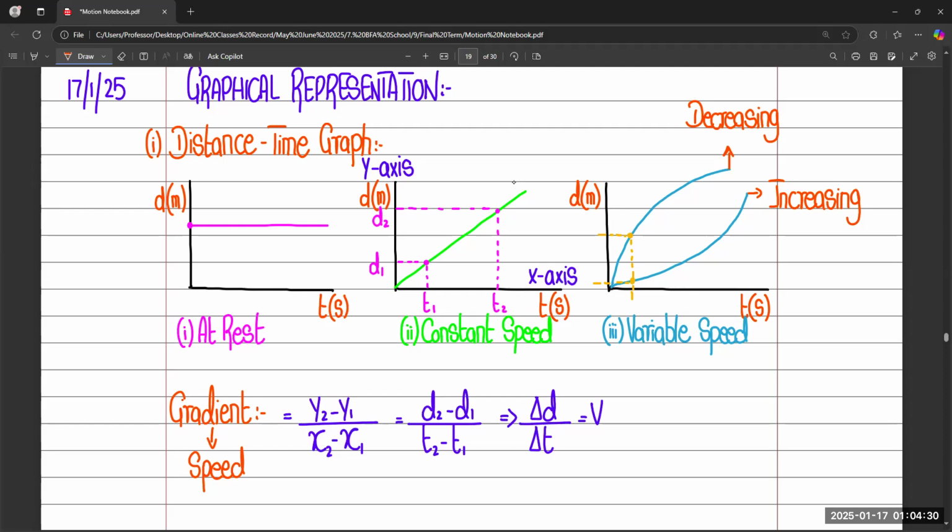So I'm then copying down. Okay. So this is the initial concept of the distance time graph. And the next idea is the speed time graph.